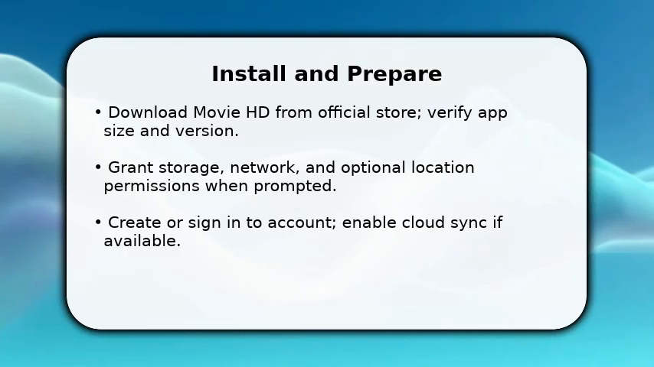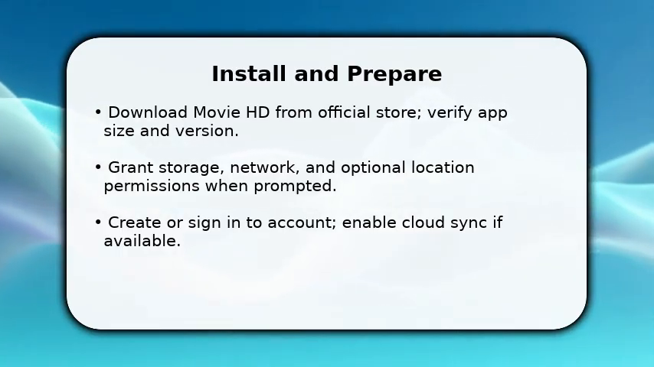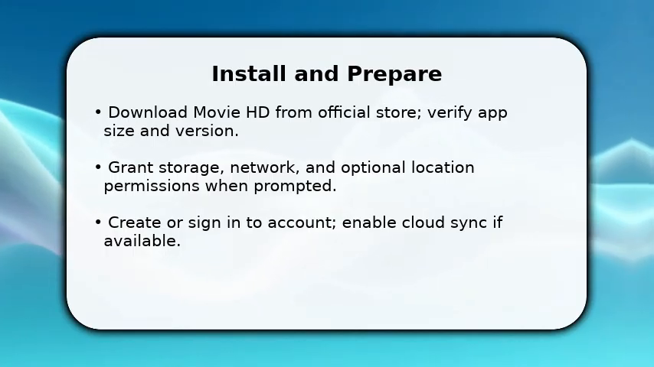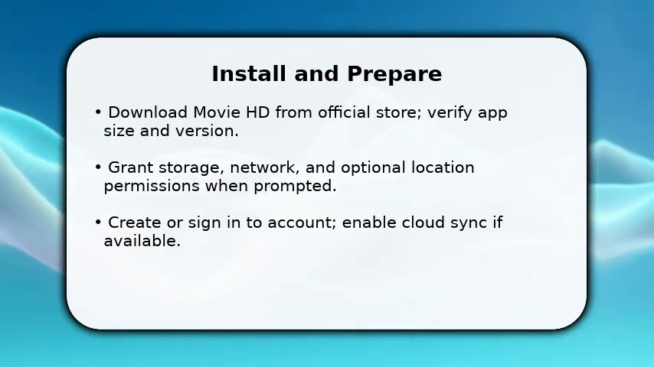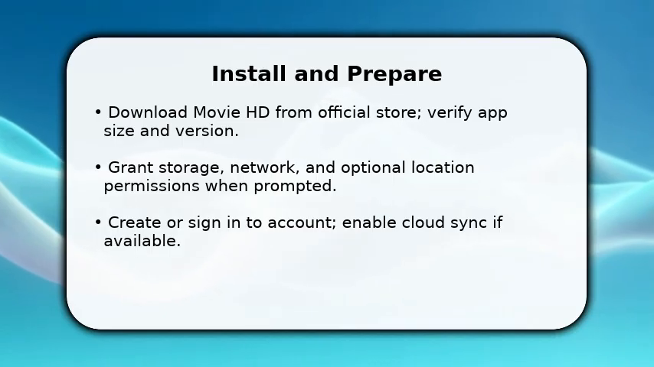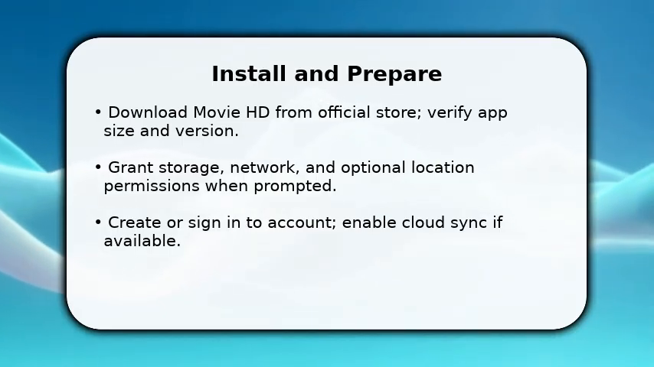You're ready to begin. Install Movie HD from your device's official app store and open it immediately. Once installed, allow storage and network permissions so the app can cache and stream files. If an update appears, install it now.